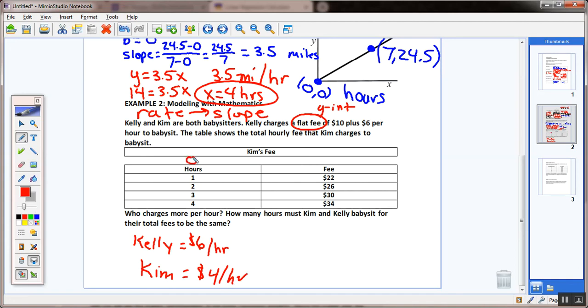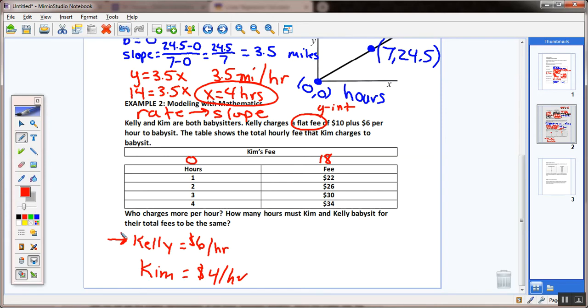Just show up at 0 hours. If I continue this pattern backwards, 22 minus 4, what would that be? Wouldn't that be $18? Isn't there an $18 flat fee for her? Show up, all of a sudden it's $18, but you'll have to pay $4 more per what? Well, hour. Okay, so whose fee is more per hour? Who charges more per hour, kids? Kelly does. Okay, right here, Kelly does.